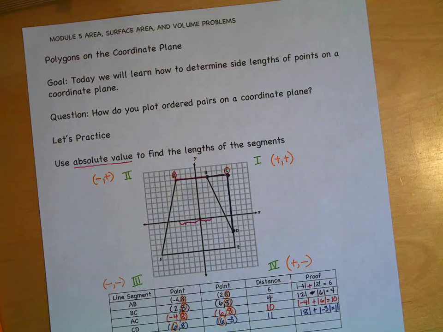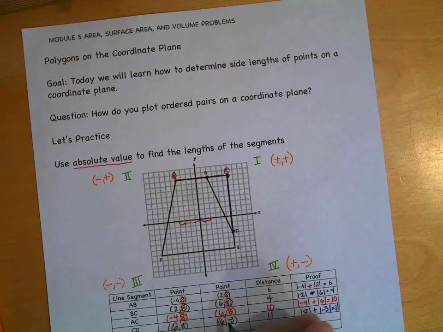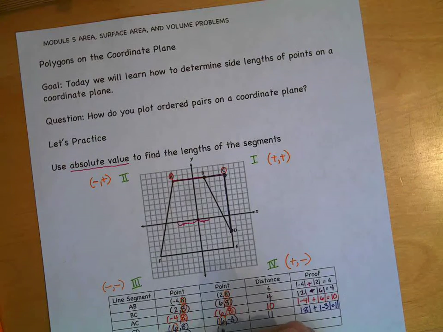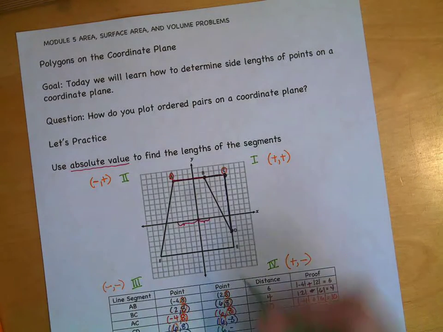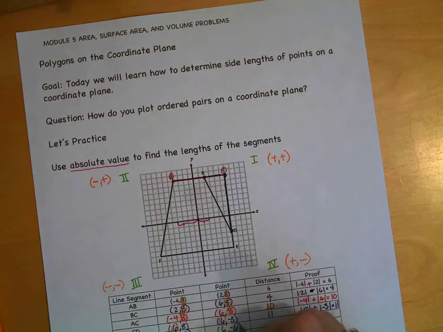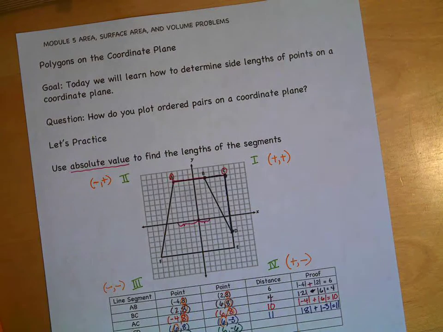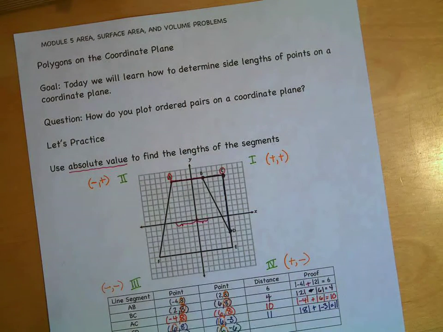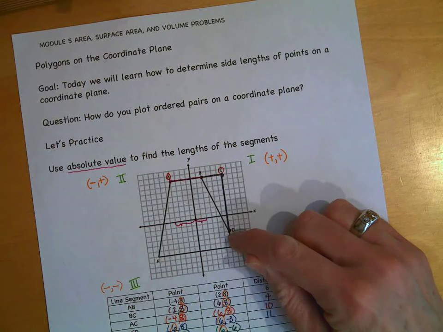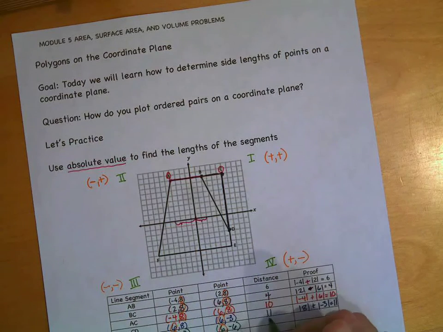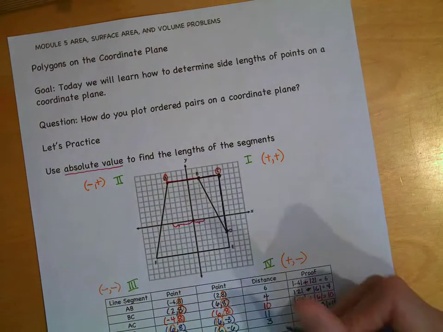Okay, so D is 6, -3, right? And then E is 6, -6. All right, so they share the 6's. So now all I have to do is count the distance between these two. So I get 1, 2, 3. And so this one has a distance of 3.